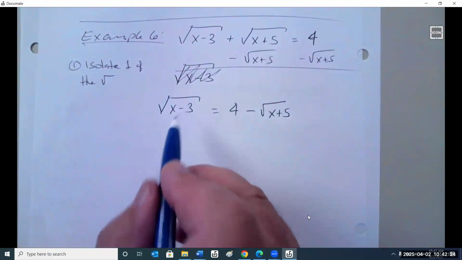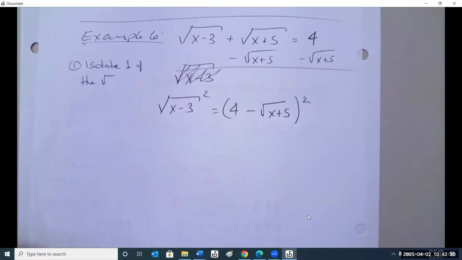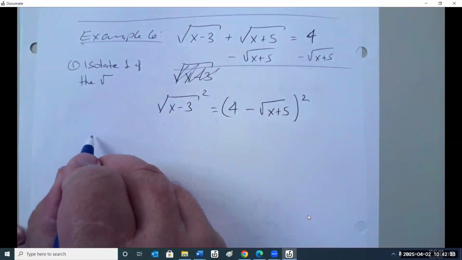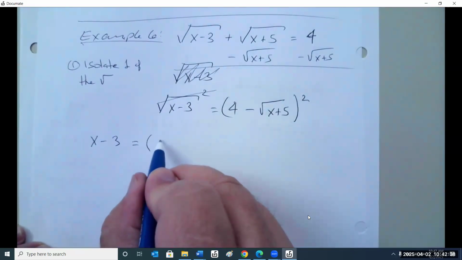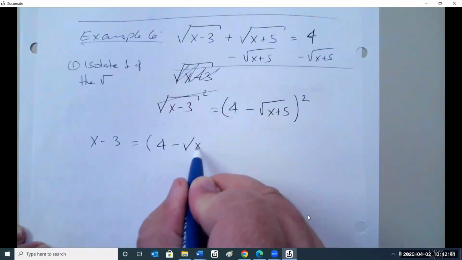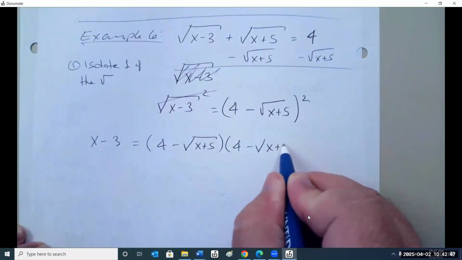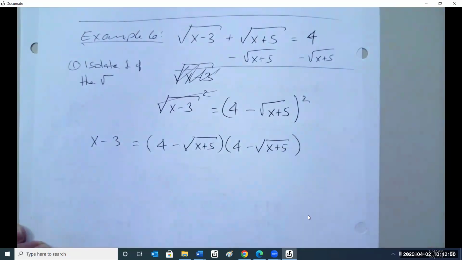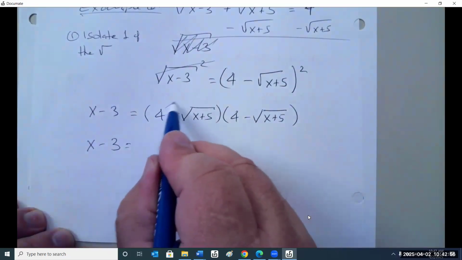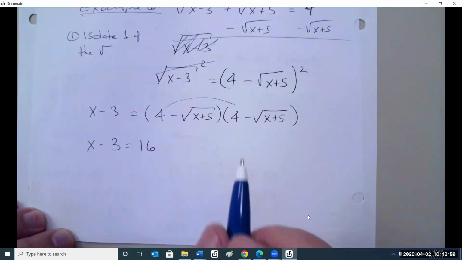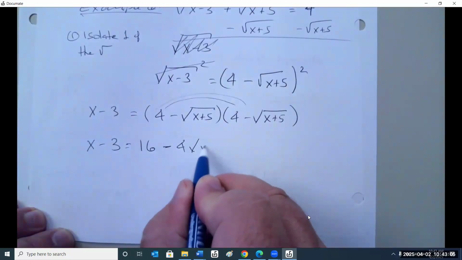Because now we have one of them by himself. Now we can square both sides to get rid of the first radical. So we have an x minus 3. Those cancel. The other side is 4 minus square root of x plus 5 times 4 minus square root of x plus 5. We have to FOIL. 4 times 4 is 16. Positive and negative is a negative. 4 radical x plus 5.